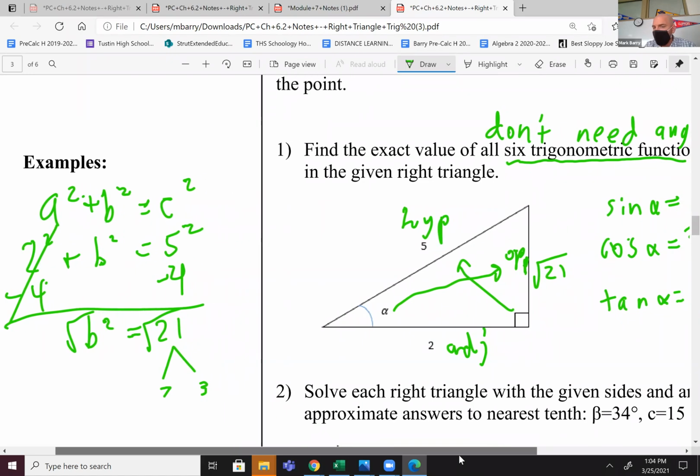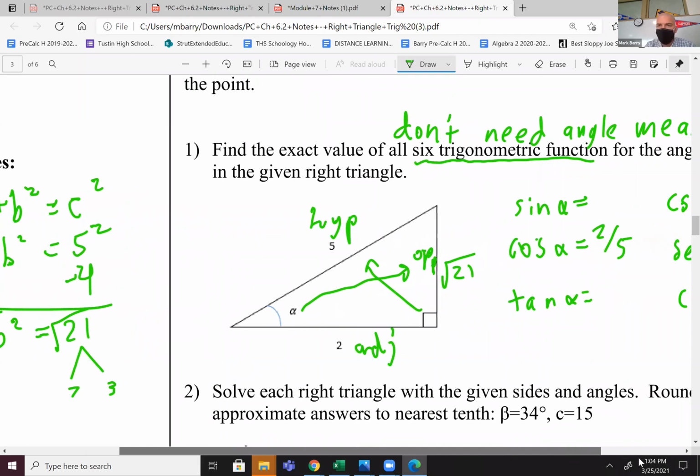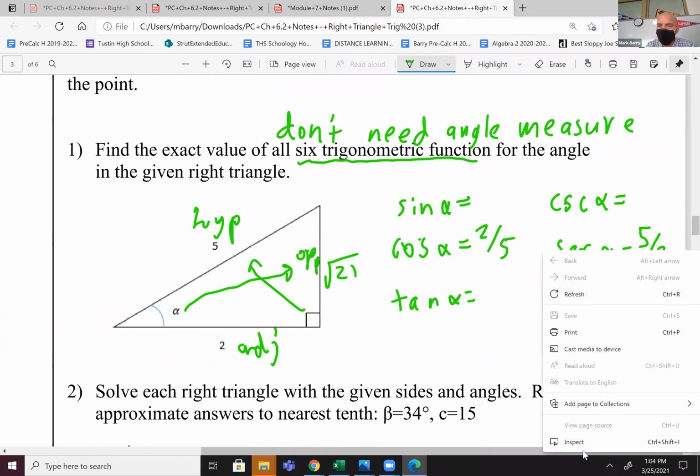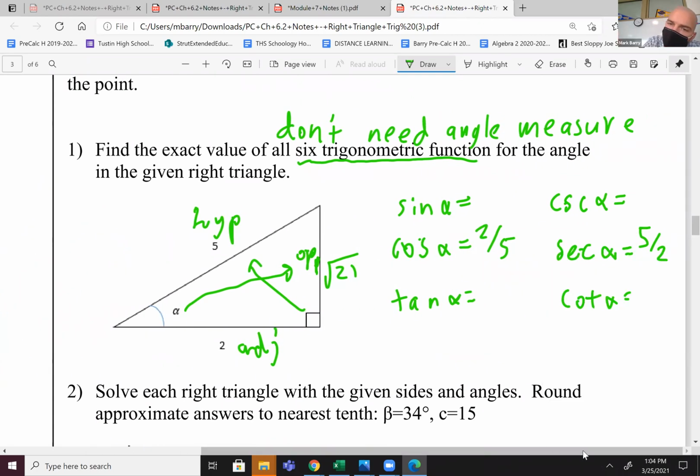All right, so now that we have the opposite side, we can go ahead and fill out the rest of our trig functions, all right? So we know sine is going to be opposite, so that's rad 21 over the hypotenuse, which is 5. We know tangent then is opposite rad 21 over adjacent, which is 2.